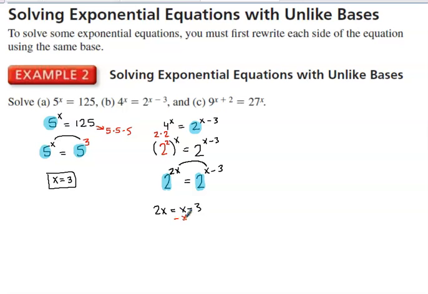I solve by subtracting x from both sides. 2x minus x is equal to negative 3.